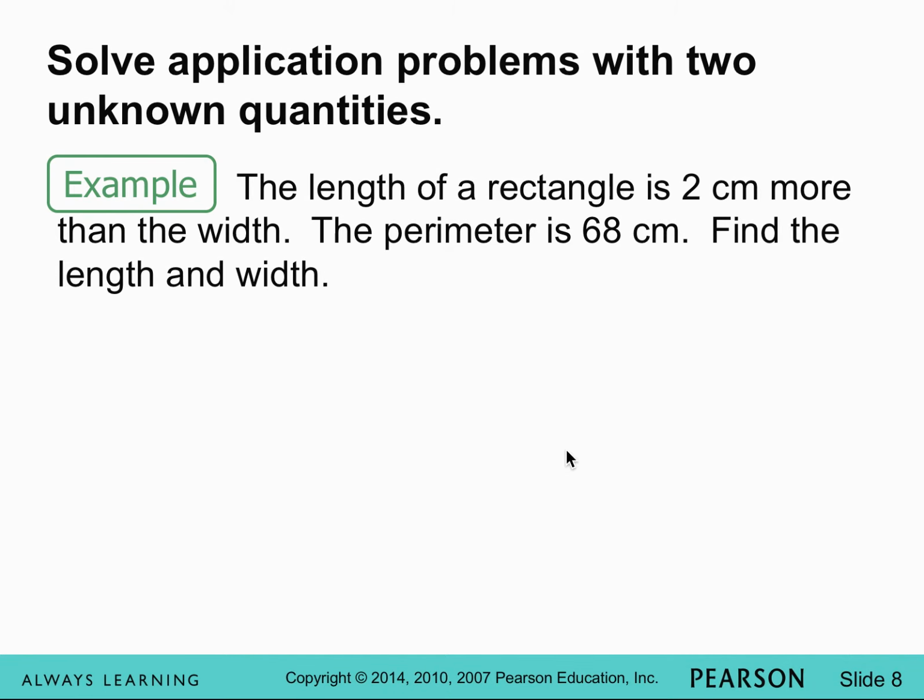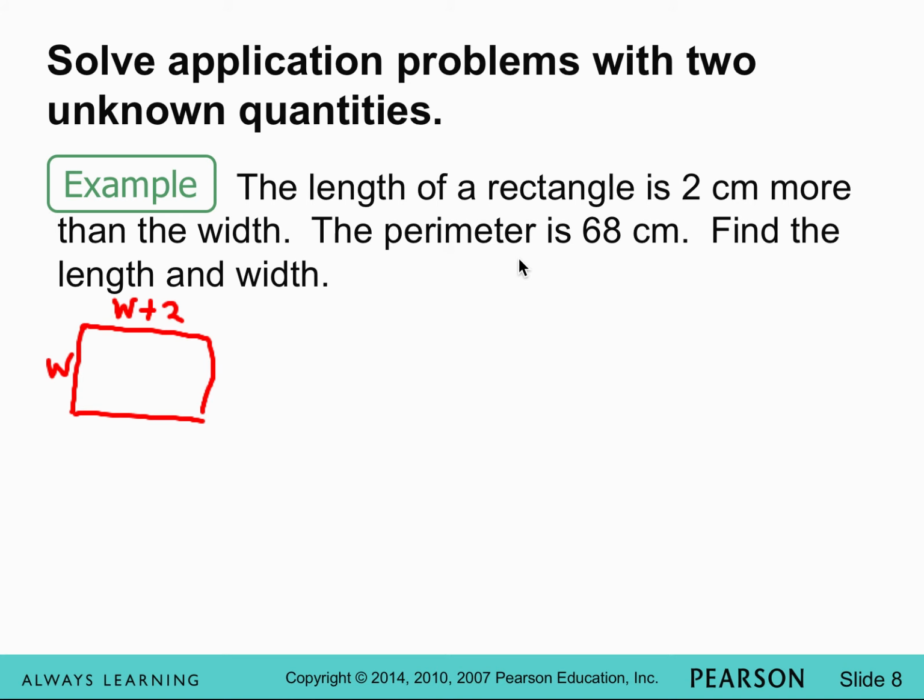Okay. The length of a rectangle is 2 centimeters more than the width. The perimeter is 68 centimeters. Find the length and width. Anytime I have a shape or something that I can draw in, I'm going to do that, right? The length of a rectangle, so the length is 2 centimeters more than the width. So it's the width plus 2. I don't know anything about the width, right? So this is what I knew the least about. The length was W plus 2.